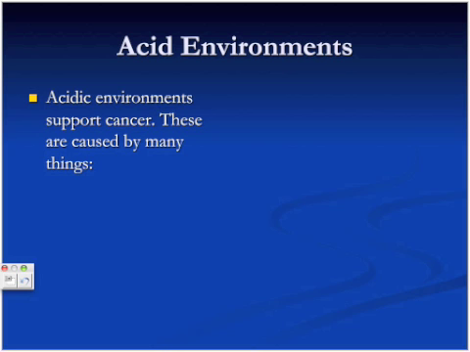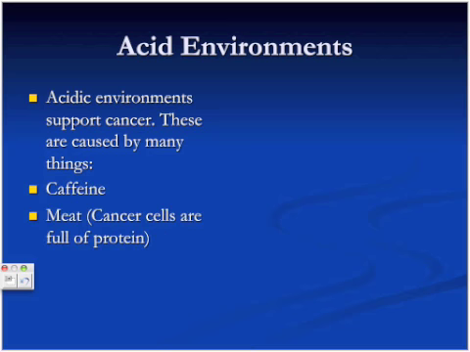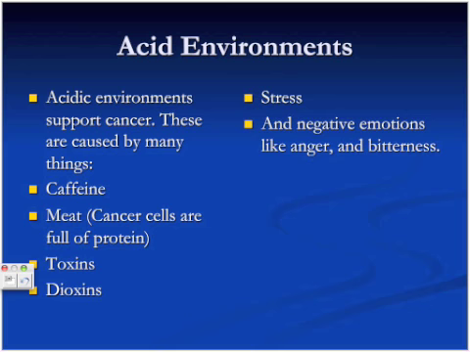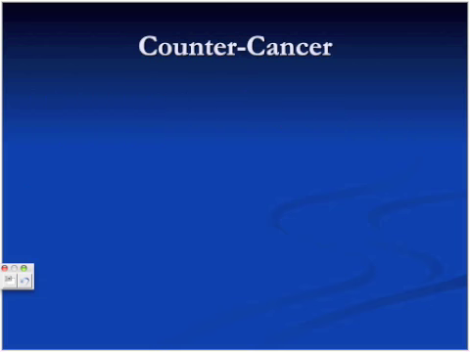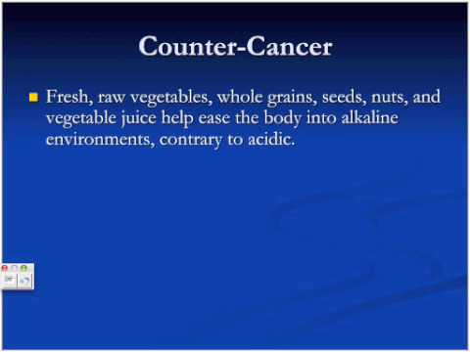Acidic environments support cancer. These are caused by many things. Caffeine, meats. Cancer cells are full of protein, so you don't really have to eat any meat. Toxins, dioxins, I'm not sure what the difference is there. Stress and negative emotions like anger and bitterness. Sorry, you angry people, you're going to get cancer.